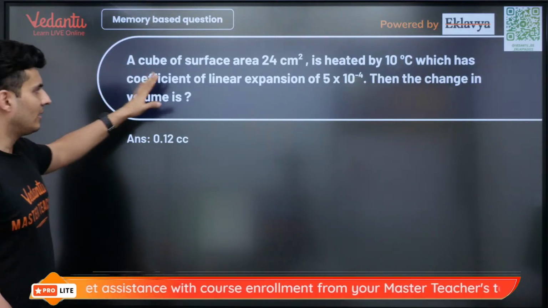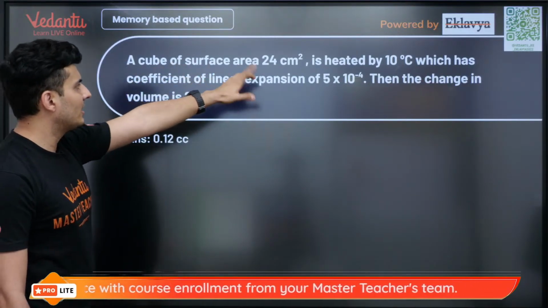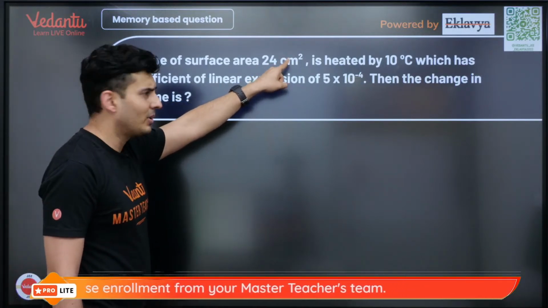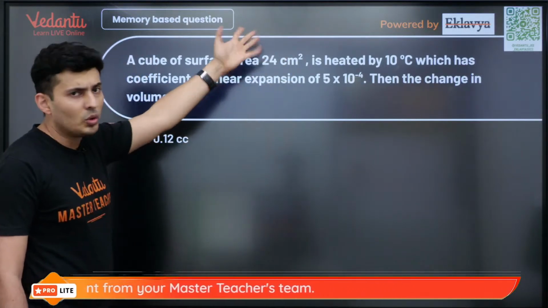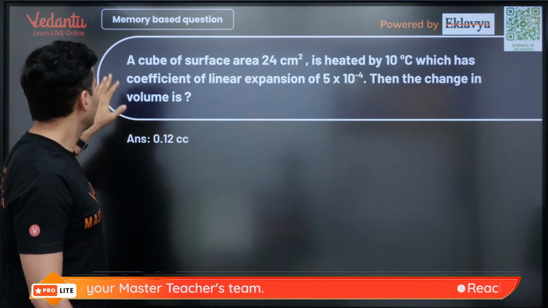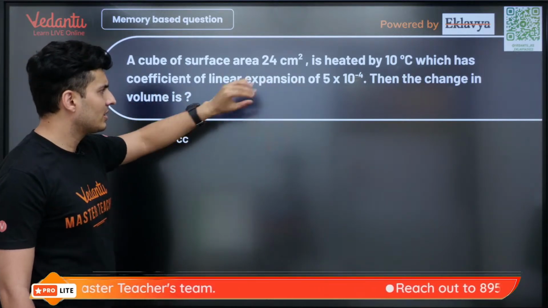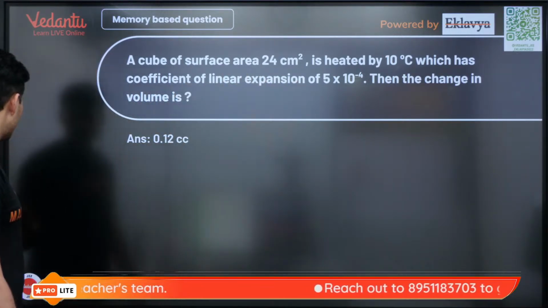See if this was roughly the question. A cube of this much surface area, I'm not sure if it was centimeter square or meter square. Let's assume it's some unit square, is heated by 10. Coefficient of linear expansion is this. Then the change in the volume is how much?